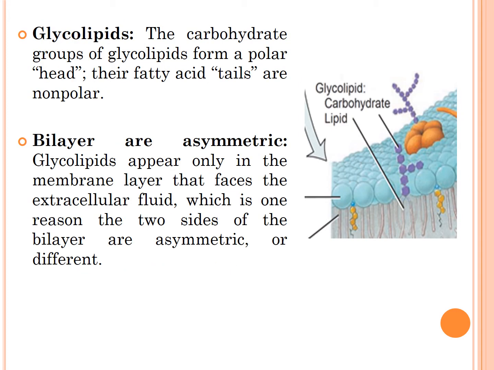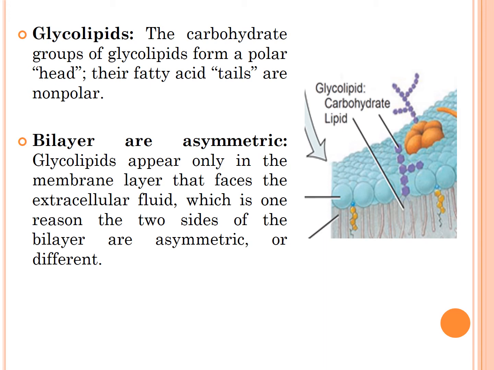The third lipid is glycolipids. The carbohydrate groups of glycolipids form a polar head, and their fatty acid tails are non-polar. Its name indicates that glyco means carbohydrate, so a glycolipid is a combination of carbohydrate and lipid.